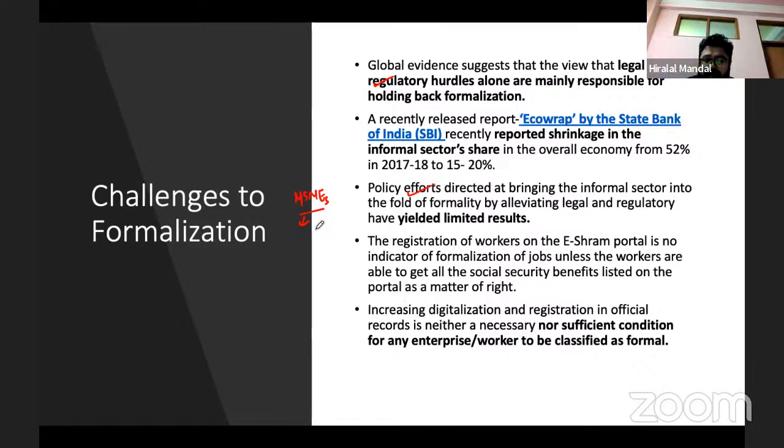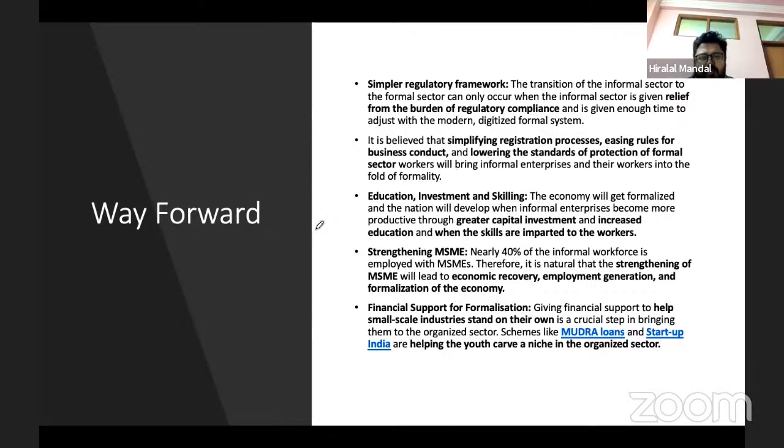In fact, the government has also made some effort and provided some incentives to companies if they provide some social security benefit to their employees. Such schemes have already been introduced in the textile and other sectors. So that is what we need to do. We need to promote those things to enhance the formalization of the economy. So what are the other things that we need to do in order to promote formalization of the economy?